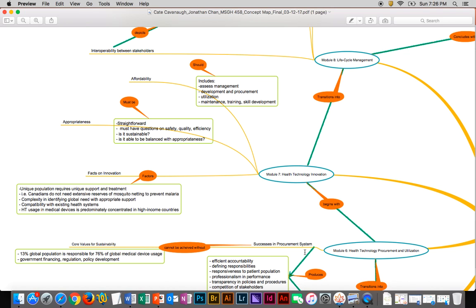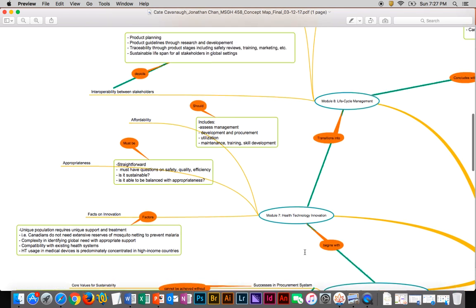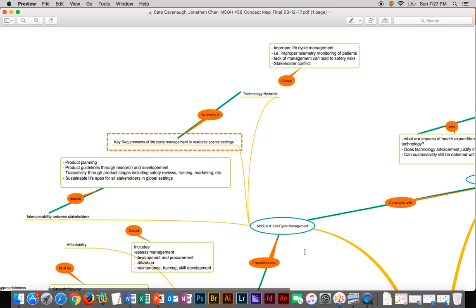Noting that health technology systems is an ever-changing event, it only makes sense that health technology would have a life cycle of its own, and the management of that life cycle was the main topic discussed in Module 8, which you can see here in the concept map. In the same manner that medical devices are innovated, they eventually reach their end of life and are changed or taken out of production. The emphasis of life cycle management is on the management aspect specifically, as improper management of devices can lead to hazardous use of equipment that can also lead to poor patient outcomes.